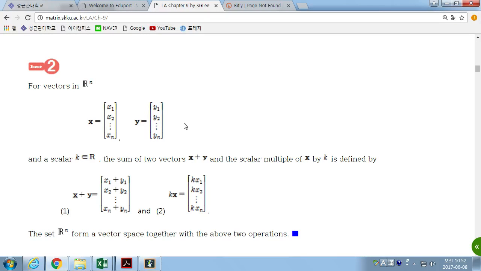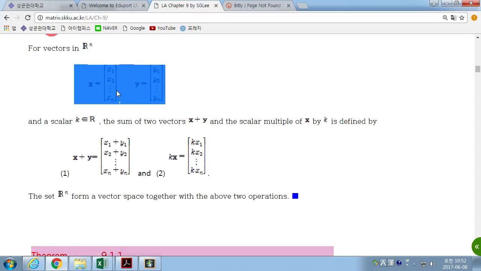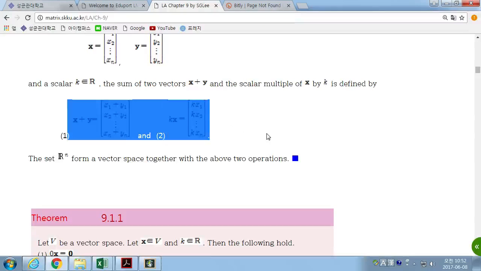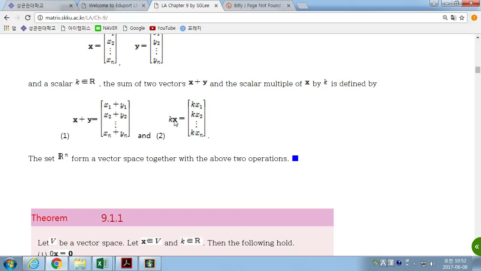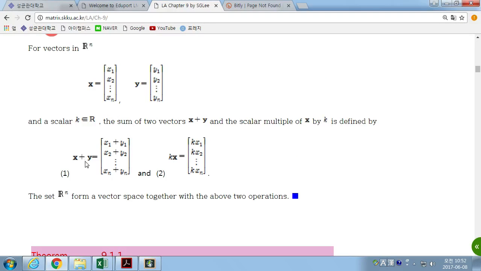Second, in Rn, take these 2 vectors and a scalar from R, and define the operations x plus y as before, and kx as before. Then it satisfies the 2 basic laws: the addition of these 2 vectors is in Rn, and the scalar multiple of this is in Rn. And it also satisfies all 8 properties easily. So it satisfies the 10 properties with these 2 operations. So this Rn with these 2 operations forms a vector space.